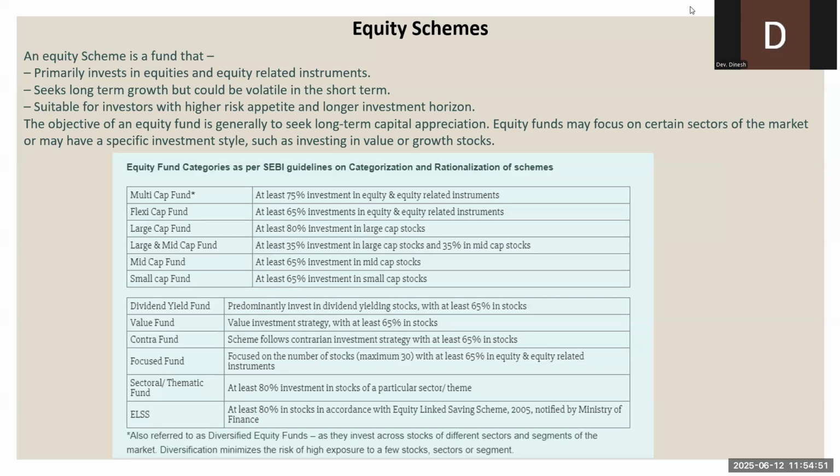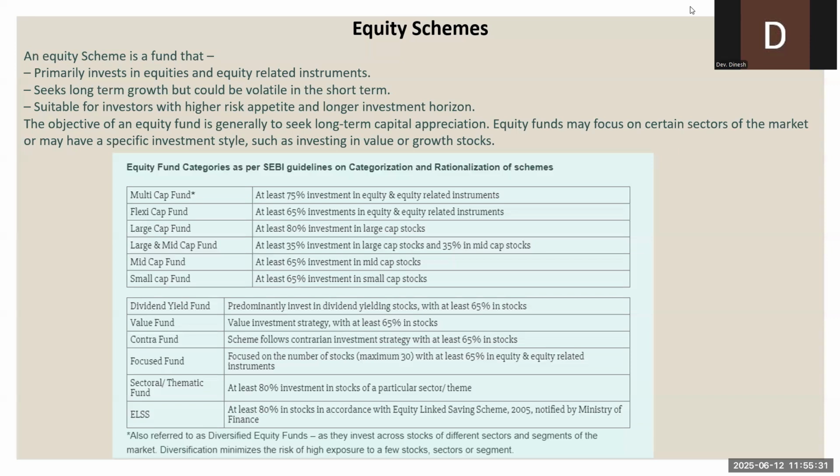Contra fund follows a contrarian investment strategy. If a particular stock or industry is going through a down cycle, there are industries which operate on cycles. In some cycles the industry will do well, and in certain cycles it will not. In a contra fund, when the stock is not doing well, they will purchase it because the price will be lower. As the cycle turns, the price of the stock will increase, resulting in higher profit.